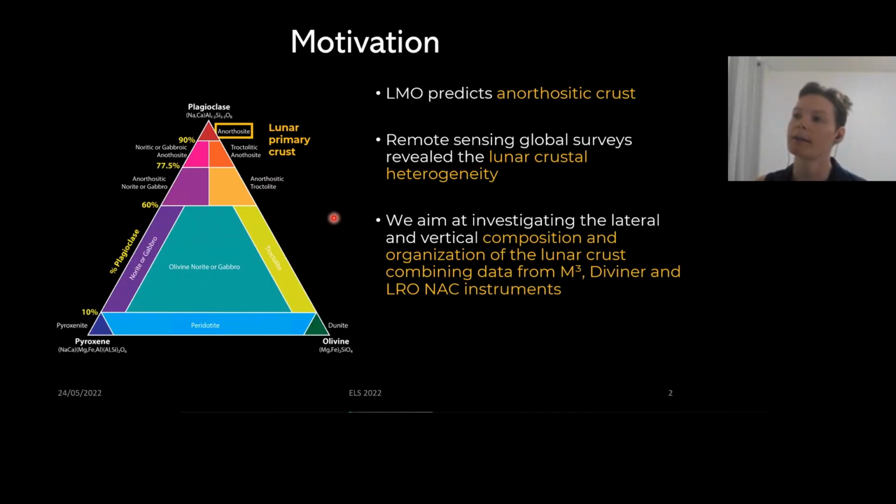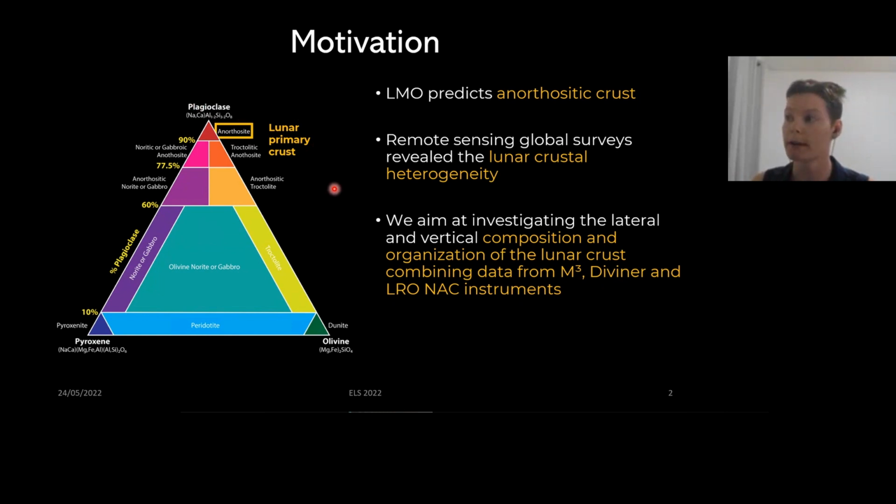In this ternary diagram, the Apollo rocks all plot. From the study of those samples, the lunar magma ocean concept was sparked. The lunar magma ocean concept also predicts the formation of lunar primary crust as anorthosite, and it plots here in this part of the diagram. Anorthosites have more than 90% plagioclase.